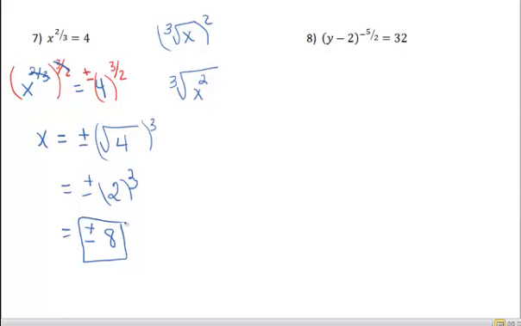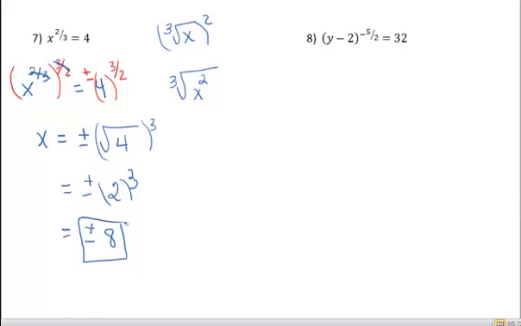You can check that in your calculator as well. You can store your 8 and then do x to the 2/3 power, and you should get 4. Now store your -8, type in the formula, and you do get 4. So they do both work.